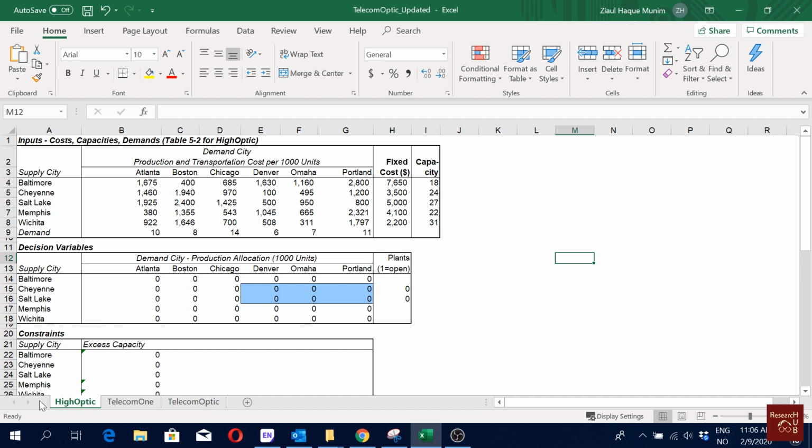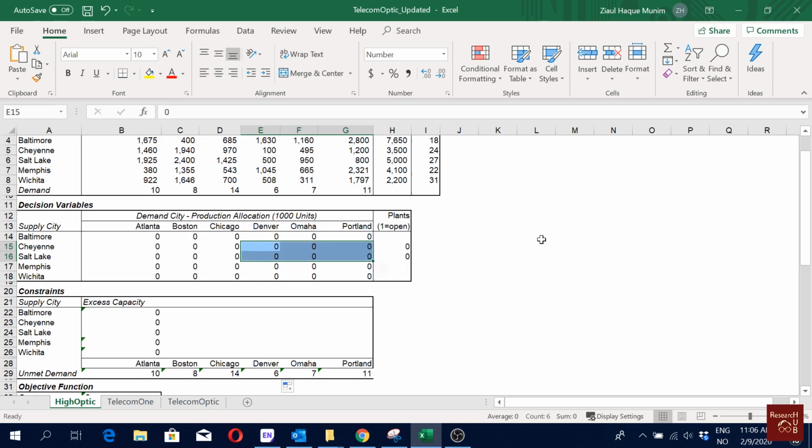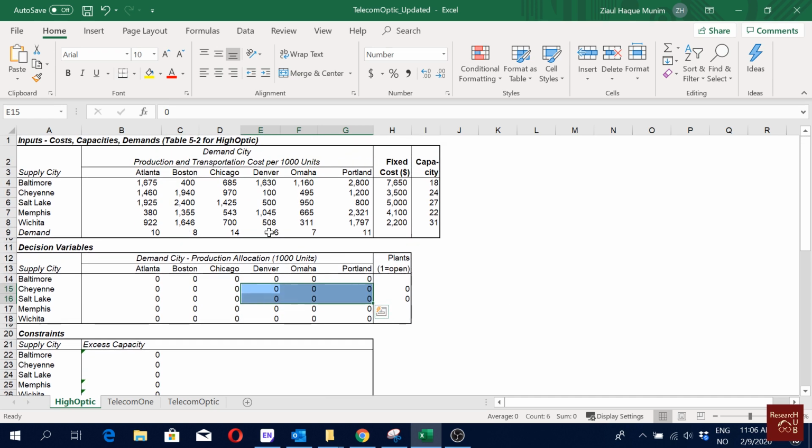Now the first case, HighOptic, operates only in this part. They have 2 supply locations and they serve these 3 demand locations. To meet the demand, these are the demands, 6 million, 7 million and 11 million in the 3 locations where they serve. We have to see if they should have both plants open or only one plant open, and how much to deliver from each of these supply locations to each of these demand locations. That's what we want to find out and optimize.